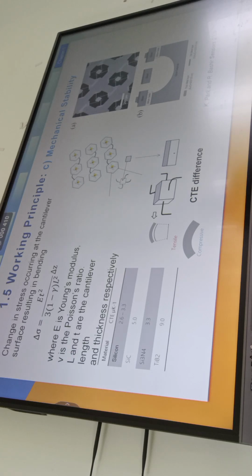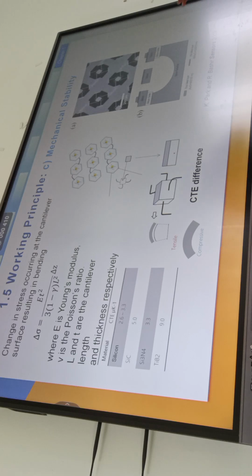Here I have given the reference: the change in stress occurring at the cantilever surface, resulting in bending, is given as delta sigma. What is sigma here? Sigma is the stress distribution, the change in stress. We know that stress distribution is always there in mechanics. What actually happens is that the change in stress is also related to the thermal distribution.